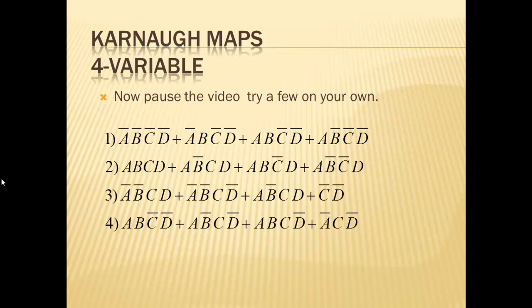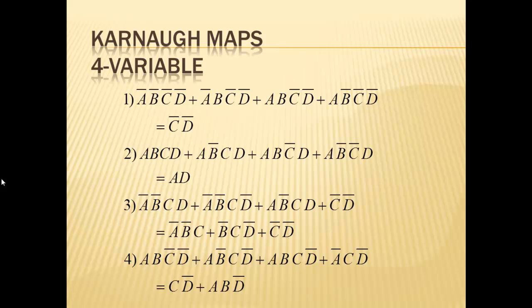Okay, here's the answers, and you can see that with Karnaugh maps, it seems like these are going to be really big equations, but by the time they get simplified, they're actually very small equations. They go down to something fairly small. And I would personally not want to do Boolean algebra on any of these. It's much easier to do Karnaugh maps on them. It would take quite a while to do Boolean algebra on these.